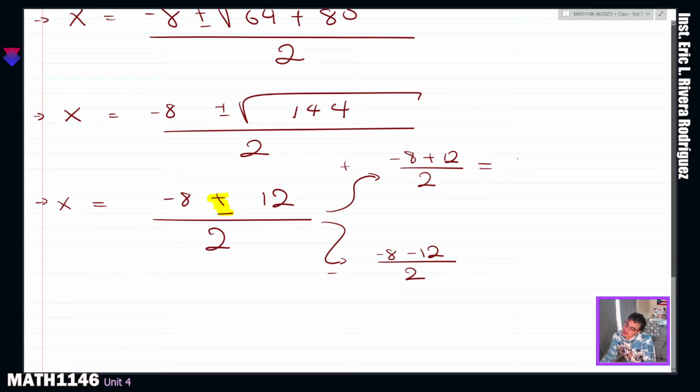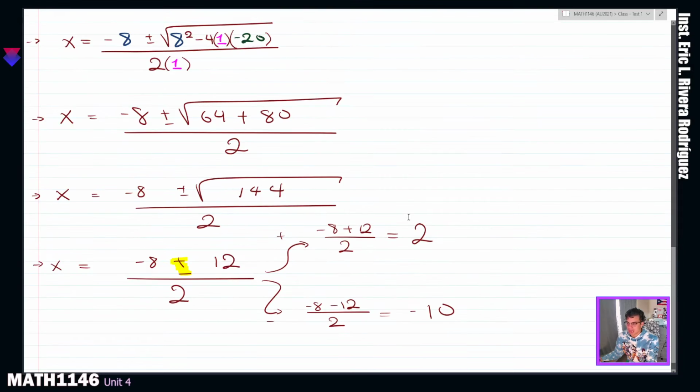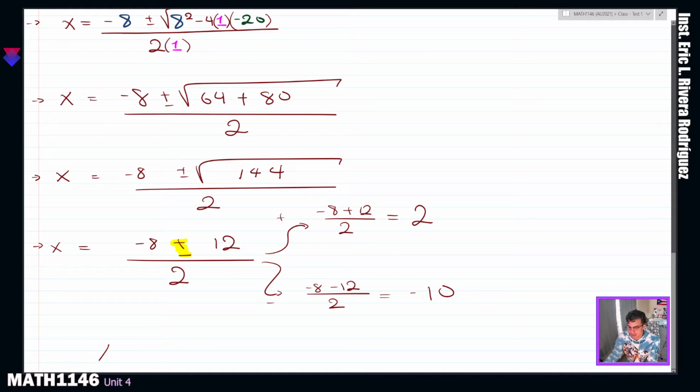So 2, if I'm not wrong, negative 5. No, 12, 20. No, 20 divided by 2 is 10. Right, there you are. And at the end, that's the answer that you want to give. X equals positive 2 and negative 10, and you submit that on Alex.